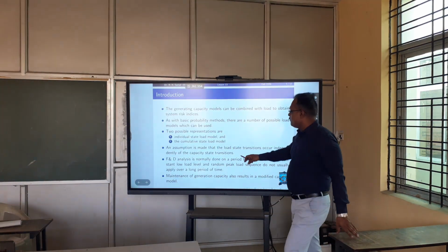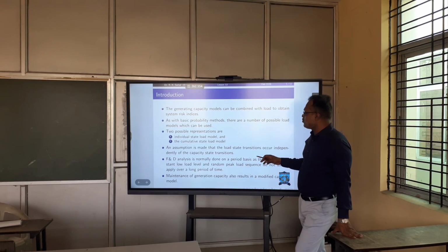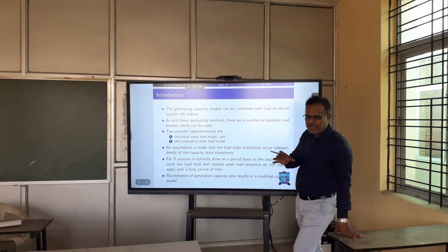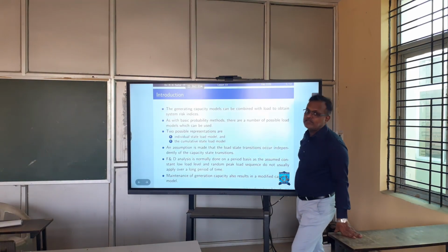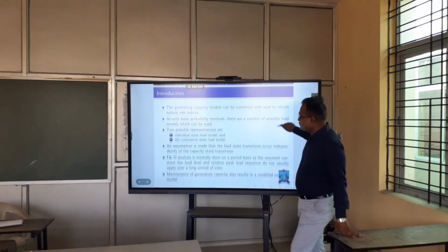Frequency and duration analysis is normally done on a period basis, as the assumed constant low load level and random peak load segments do not usually apply for a long period of time. So for a short duration, it's kind of a dynamic study, whereas the probability approach is a static study, a planning study.